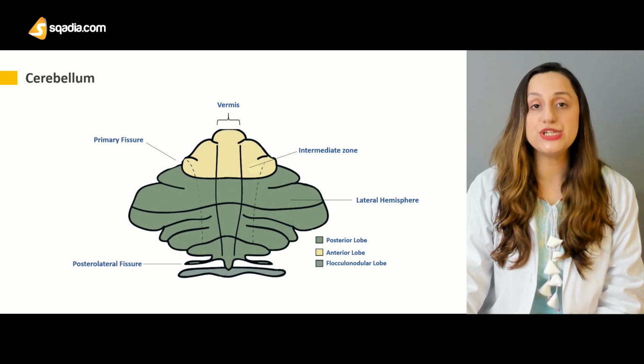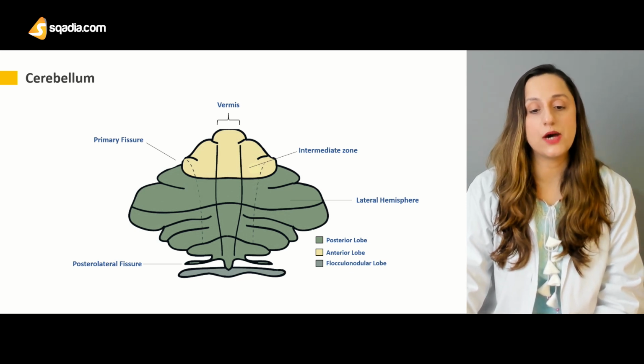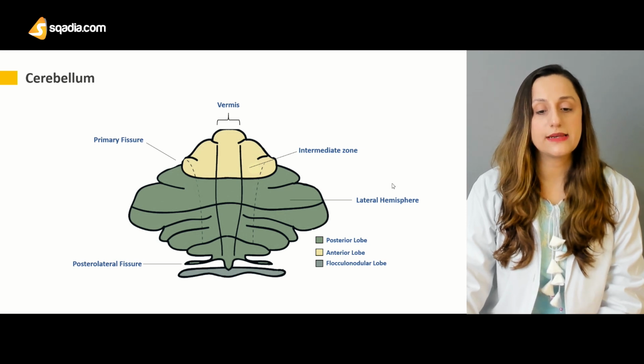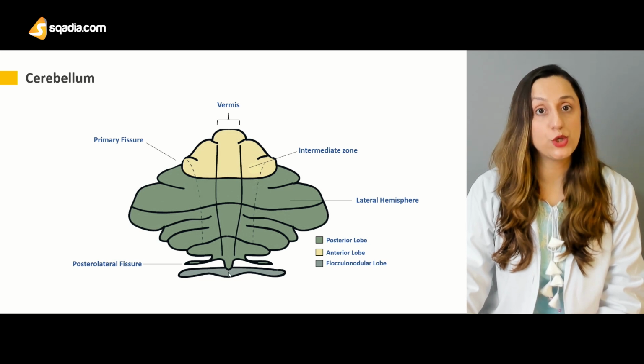Then we have the posterolateral fissures that are present out there. These posterolateral fissures are basically dividing the posterior lobe from the flocculonodular lobe.